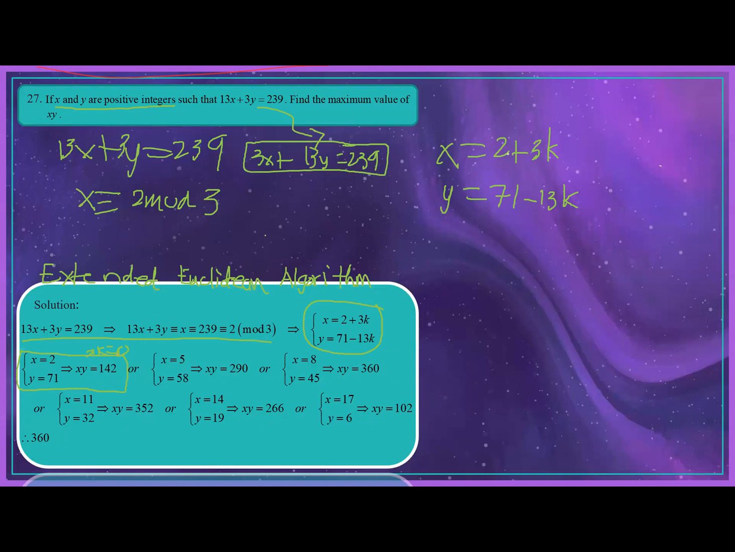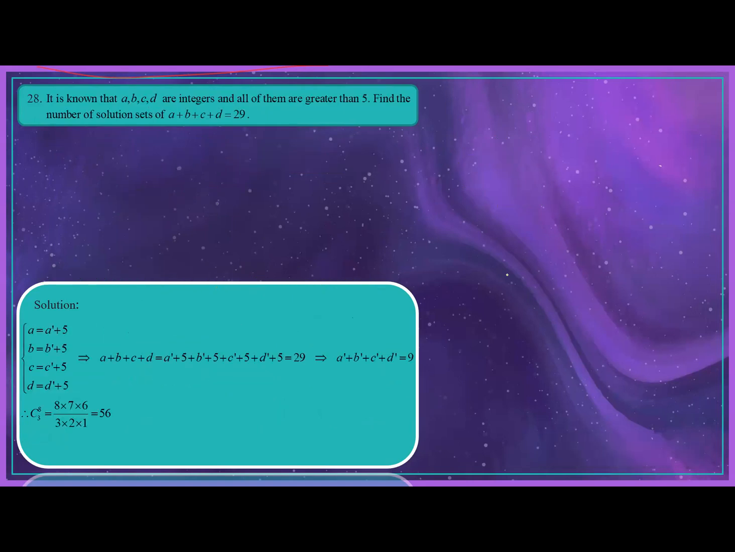Okay, so next, I'm sorry, I think I need to make this fast. Problem 28. It's known that A, B, C, D are integers and all of them are greater than 5. Find the number of solution sets of A, B, C, D where A plus B plus C plus D equals 29. Okay, so basically all of them must be greater than 5, right? So here we should convert this to this form: A prime plus 5, B prime plus 5, C prime plus 5, and substitute, and you'll get the simplified equation.